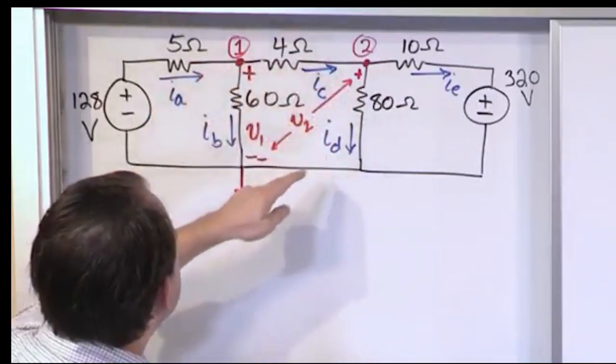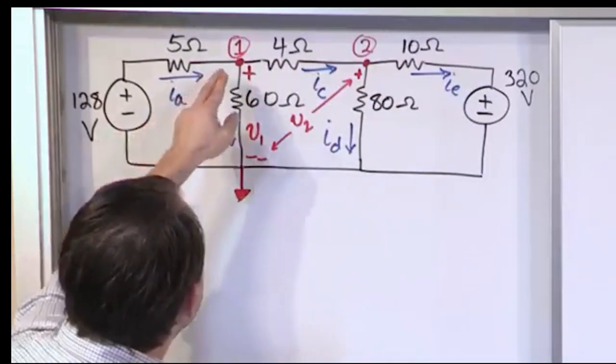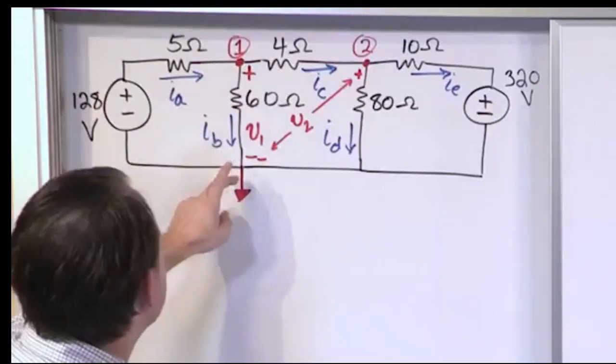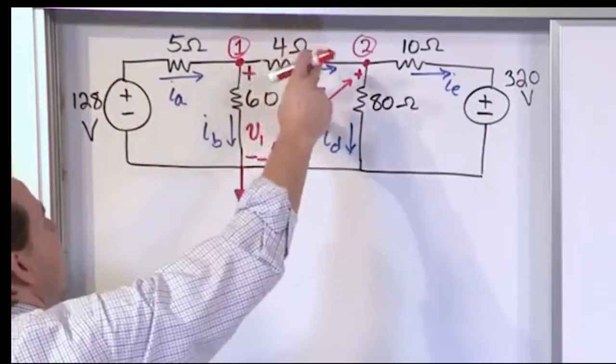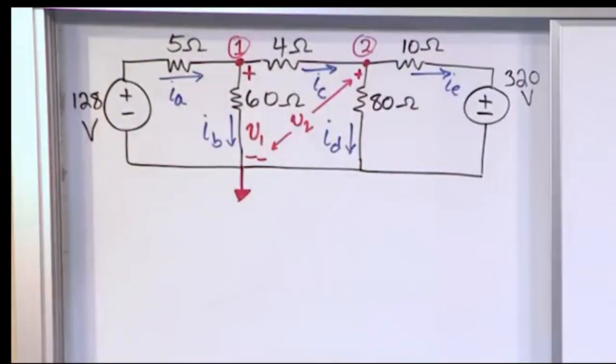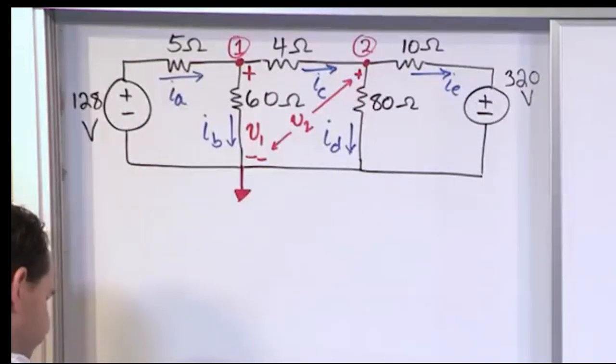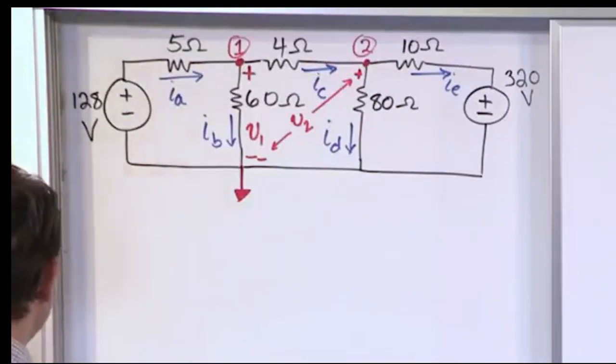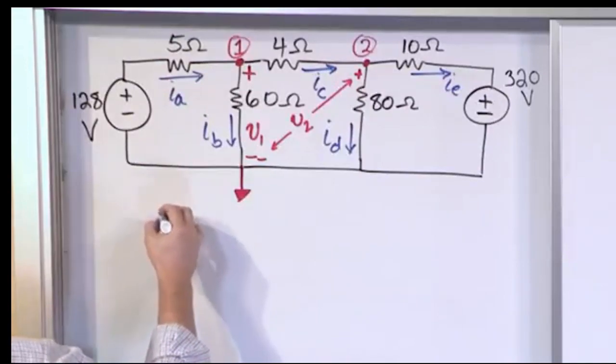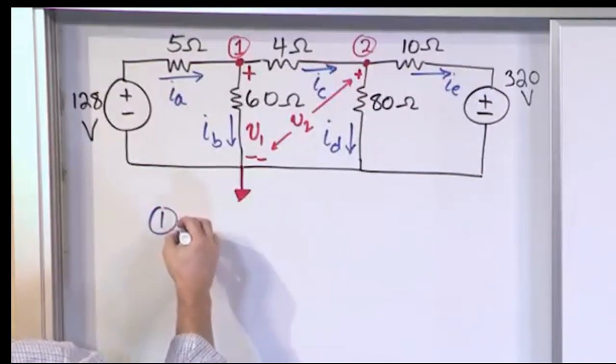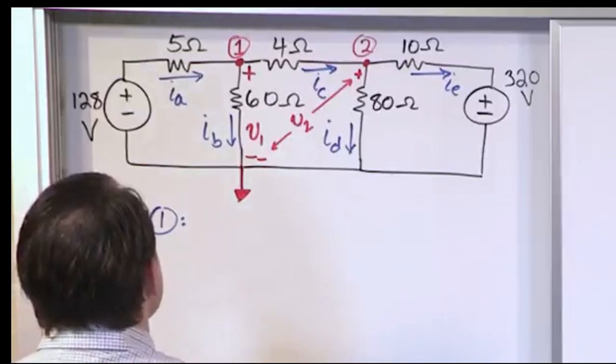We identify the node voltages. There's only two of the node voltages that we care about, one reference node, and we label them as V1 and V2. That's exactly what we've been doing in every problem up until this point. So let's find the node voltage at node 1. Okay, at node 1, which is this one.